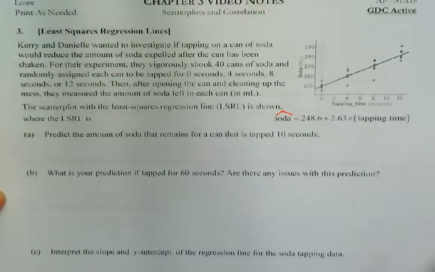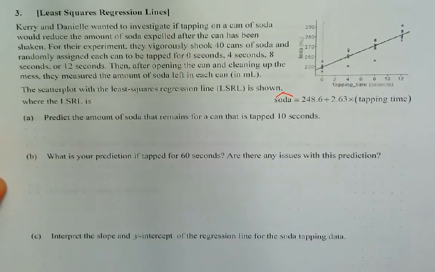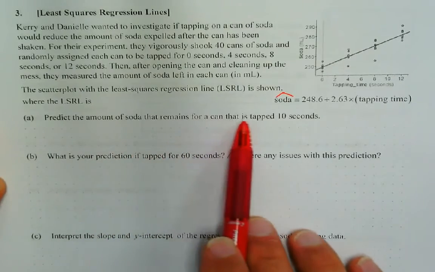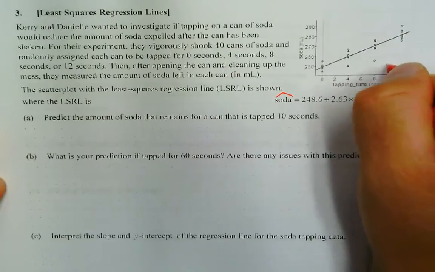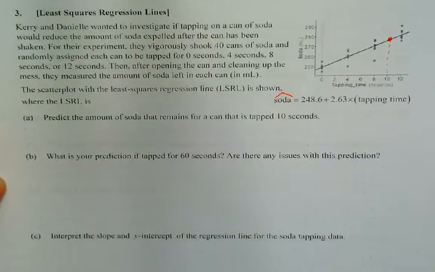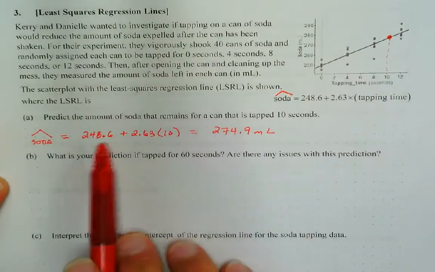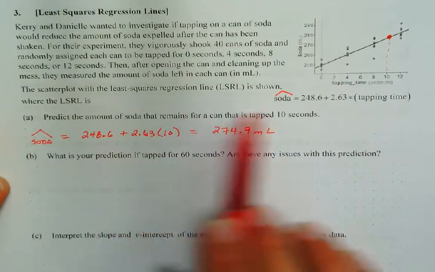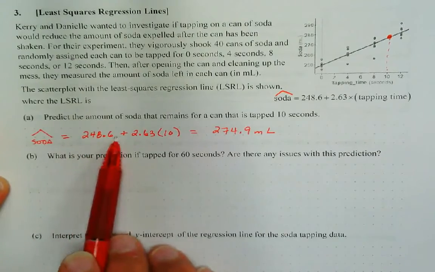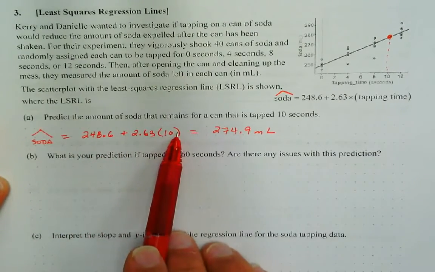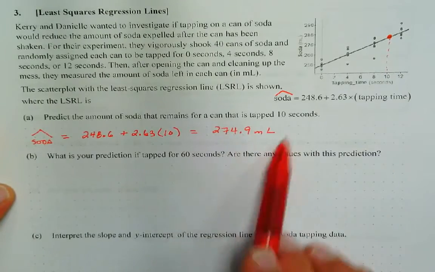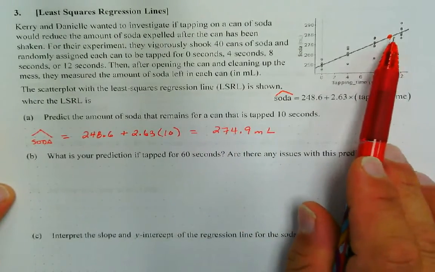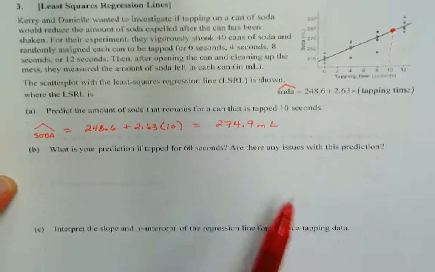Okay, so we'll work through these problems right quick. The first one: predict the amount of soda that remains in the can for a can that is tapped for 10 seconds. In other words, what's going to be the value if I happen to tap a can for 10 seconds? That amount is just simply substituting in: 248.6 plus 2.63 times 10, which is 274.9 milliliters. So this is the predicted amount, how much we would predict there to be.